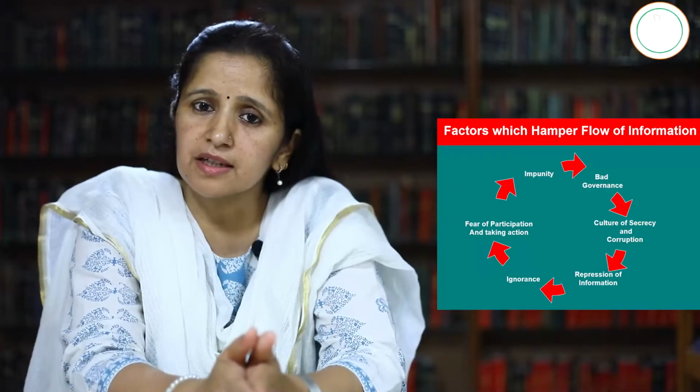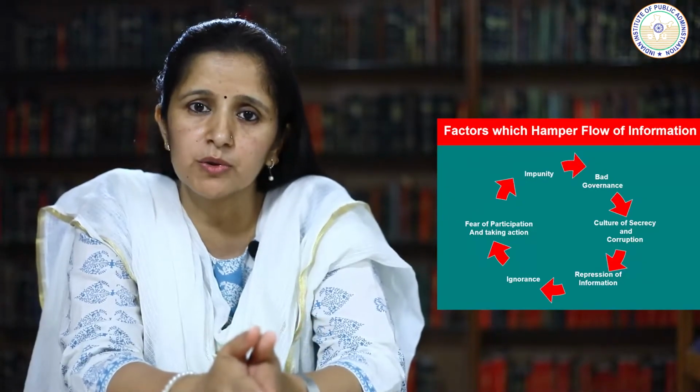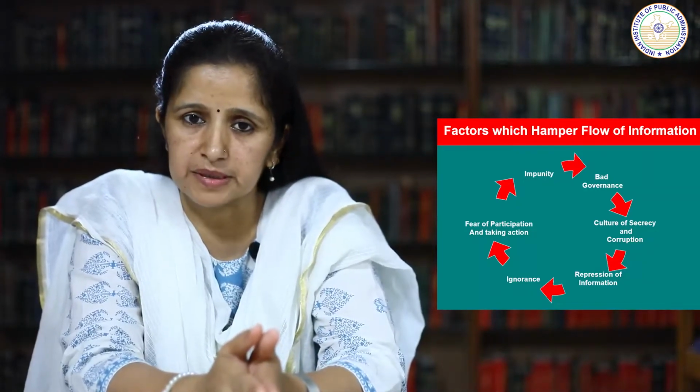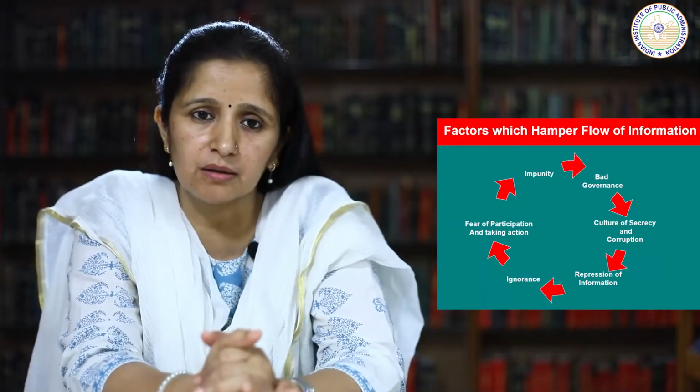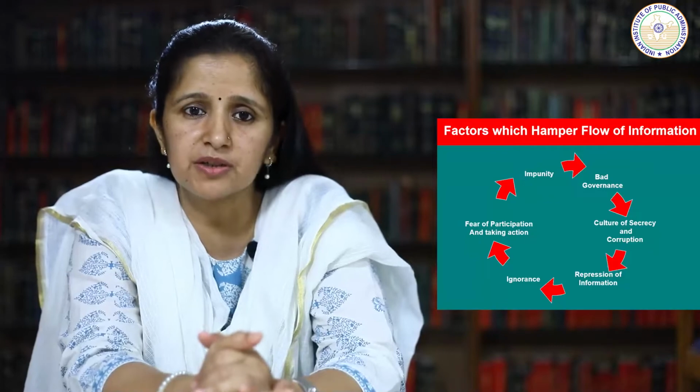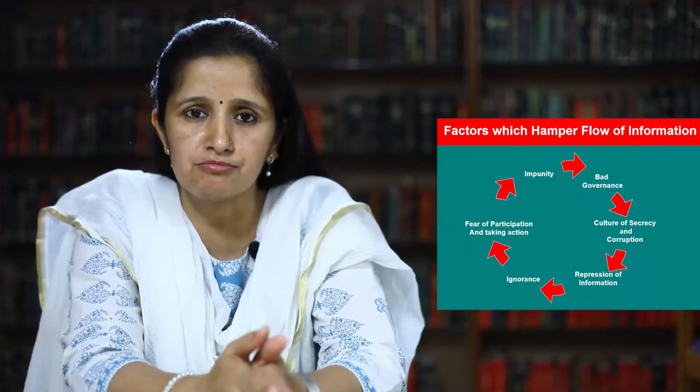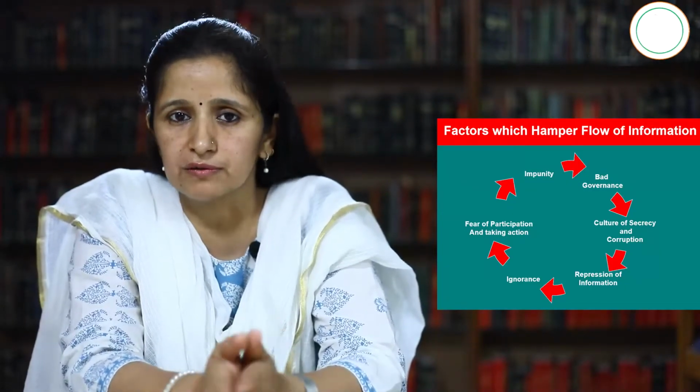What are the factors which hamper the flow of information? Culture of secrecy and corruption is the first and foremost thing which hampers the flow of information. Repression of information, ignorance about the rules and regulations, and fear of participation and taking action are some of the most important things which hamper the flow of information.